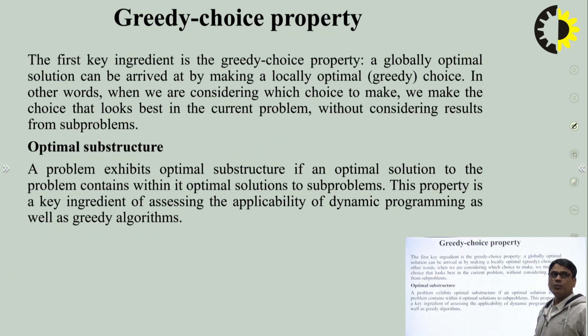Then one important thing, what is the greedy choice property? The first key ingredient is the greedy choice property. A globally optimal solution can be arrived at by making a locally optimal choice, meaning at every moment we take the best solution. Then optimal substructure: a problem exhibits optimal substructure if an optimal solution to the problem contains within it optimal solutions to the subproblems. We have already discussed it, but I am repeating it. This property is a key ingredient in assessing the applicability of dynamic programming as well as greedy algorithms. Whenever we talk about greedy algorithms, dynamic programming is also concerned, because it is also a kind of algorithm which solves optimization problems.